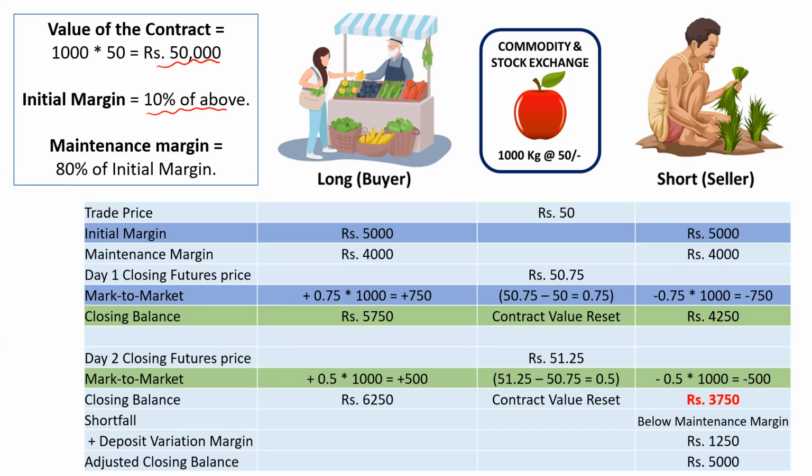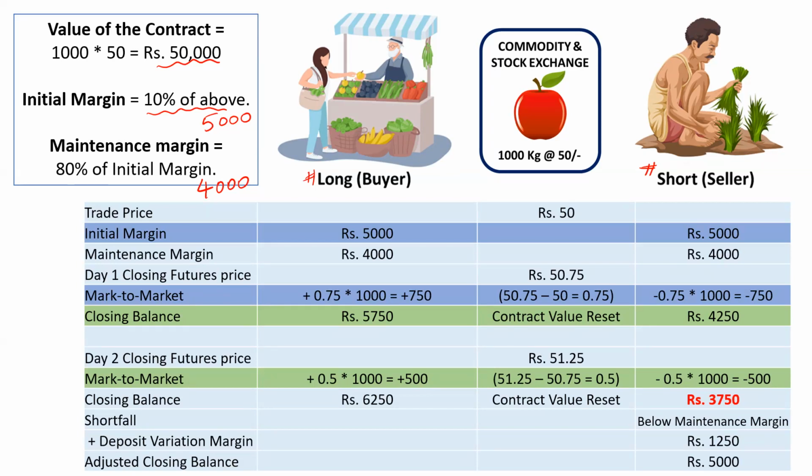So 10% of 50,000 is going to be 5,000. So 5,000 should be your initial margin, which is required to be posted by both the long and the short. So both of them have to post this 5,000 with their respective brokers. And the maintenance margin is 80% of initial margin. So 80% of 5,000 is 4,000. So minimum at any point in time, 4,000 should always remain in the account.